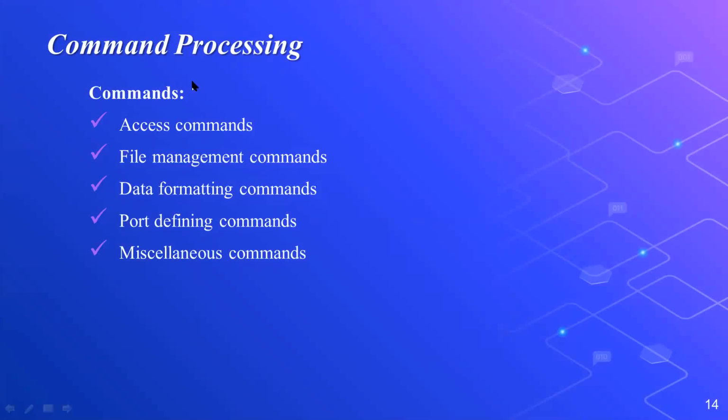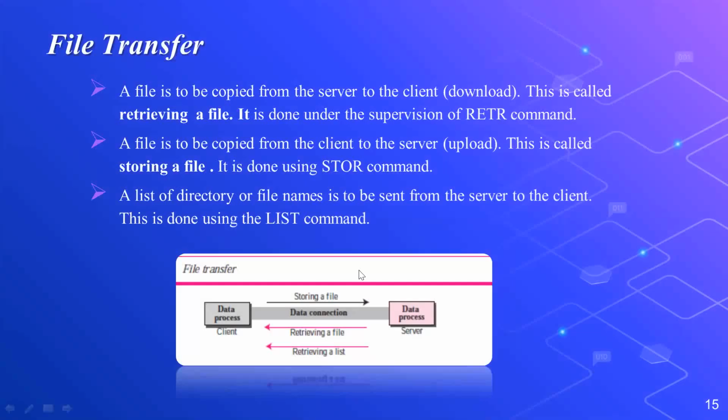These are the types of commands used in command processing. One is access commands, the second is file management commands, the third is data formatting commands, the fourth is port defining commands, and the fifth is miscellaneous commands. At last, after the communication is established between the two connections and the commands are sent from the client, a file is going to be transferred.